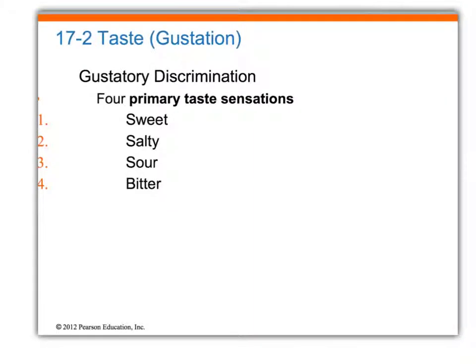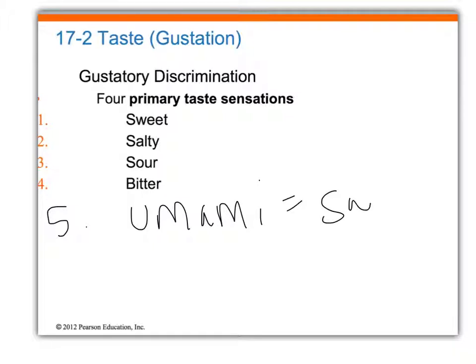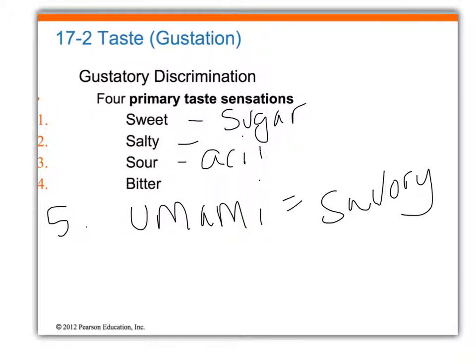Okay, so for primary taste sensations, again, this is out of date. The fifth one is umami, which is savory. So sweet, of course, is for sugars, salty for salt, obviously, sour for acids. Bitter is mostly bases, and things that are bitter tend to be poisonous, which is why we associate bitter with unpleasantness. If you taste something and it's bitter, you probably shouldn't eat it.